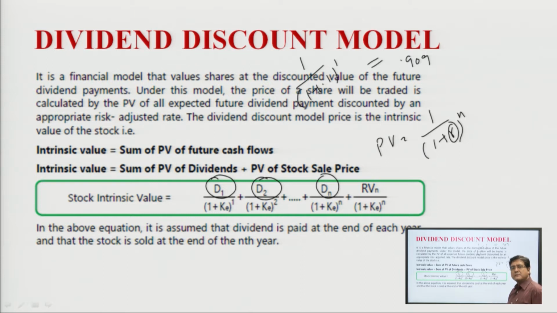if the person sells the shares, sells the stocks, then we also need to calculate the value of the share by the redeem value divided by the expected return. So, the formula is the sum of the present value of dividends plus the present value of the stock sale price. If you sell the stock after 10 years, what will be its value?